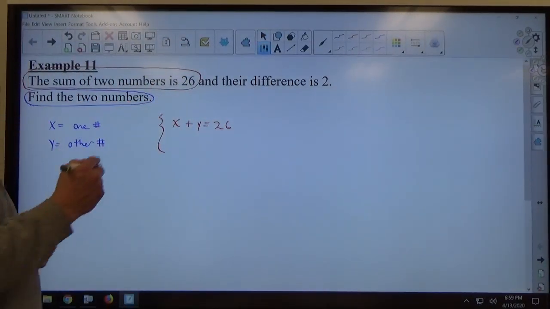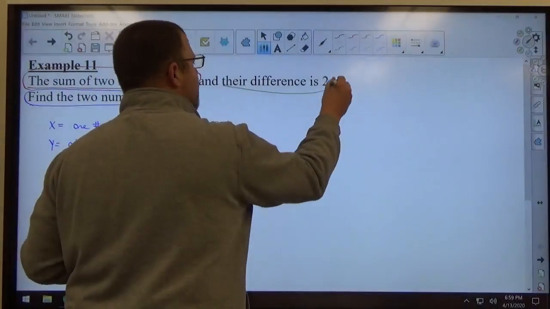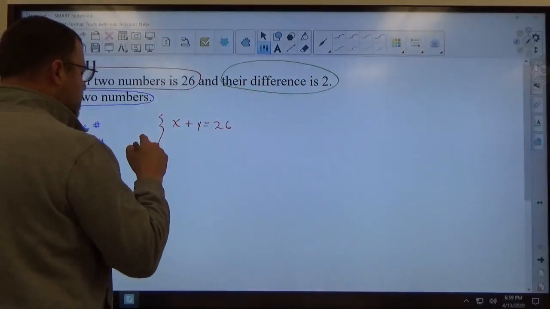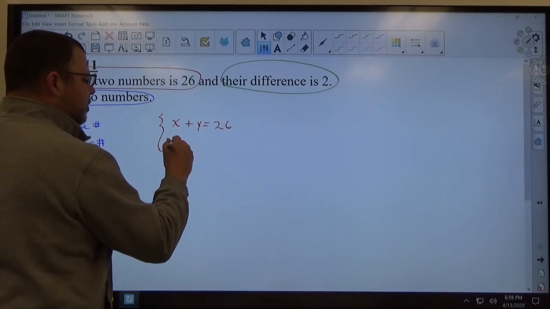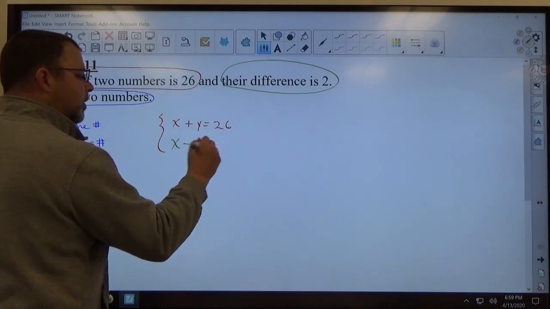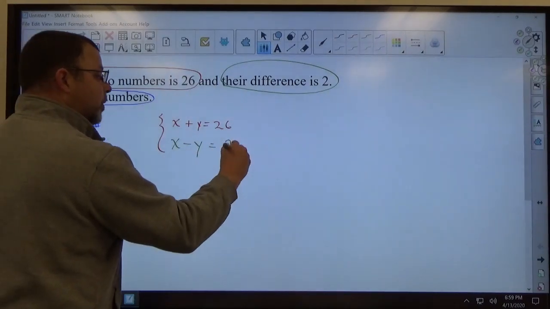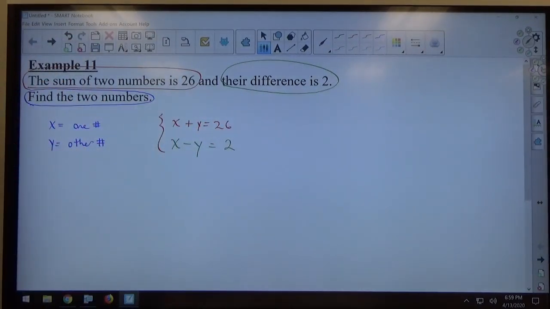It says their difference is 2. That means they subtract to make 2. That means one of these numbers is bigger than the other. It doesn't matter which one. I'm going to just pretend x is the bigger number. So when you subtract big minus small, x minus y, in this case, you should get a positive difference, which is positive 2. So that's how we create our system of equations from the words.